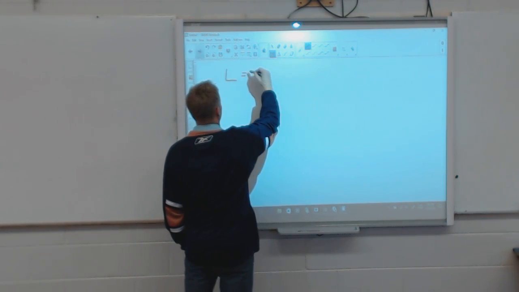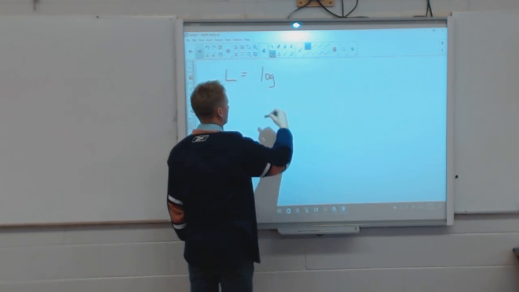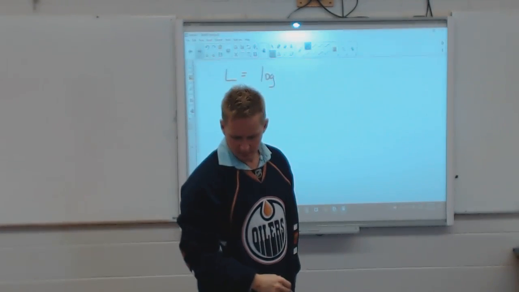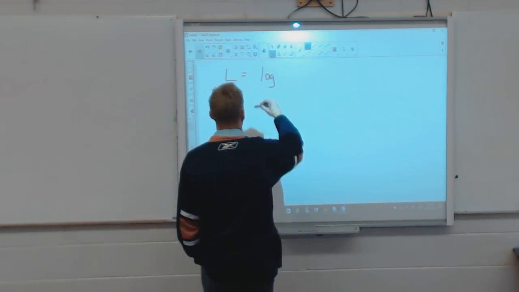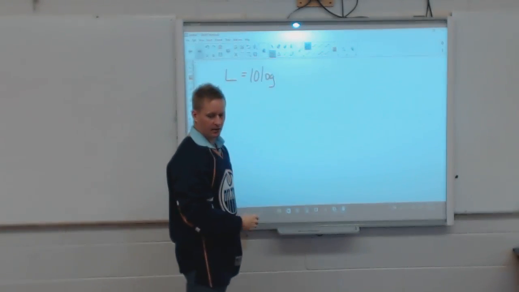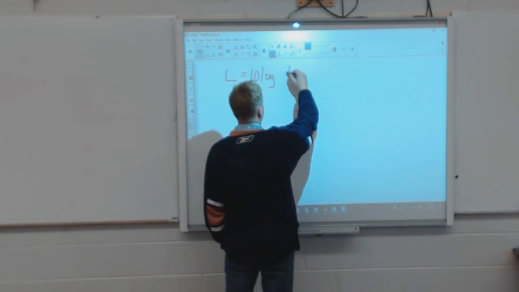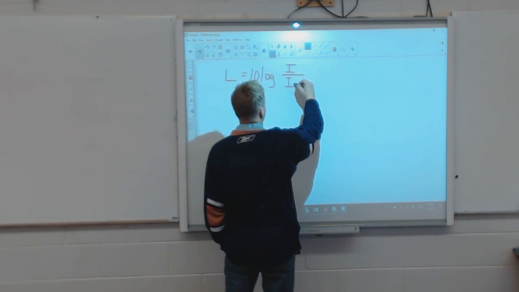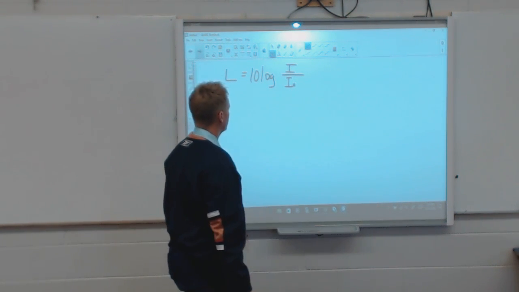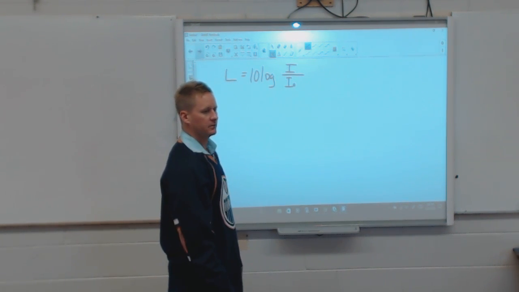I've got L is equal to 10 log I over I initial. Like this, right? Okay, so let's get the log isolated. So how do I isolate the log?